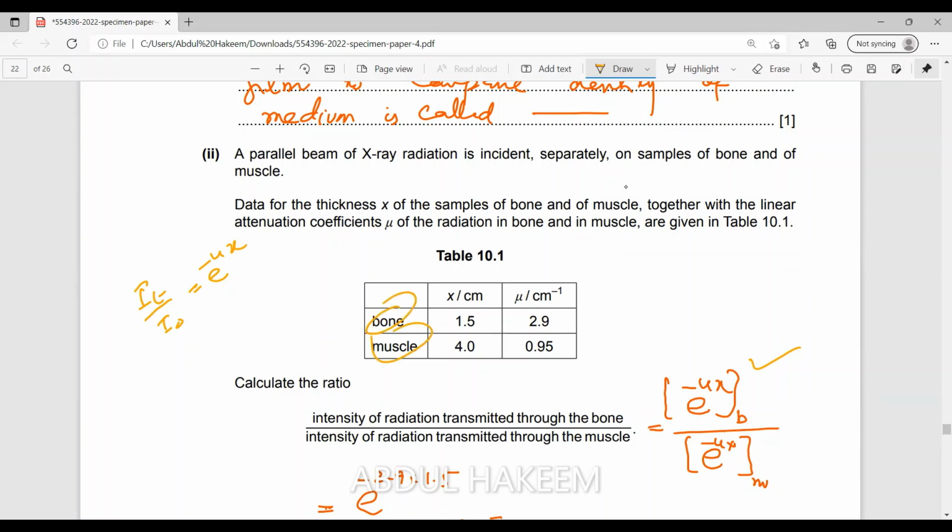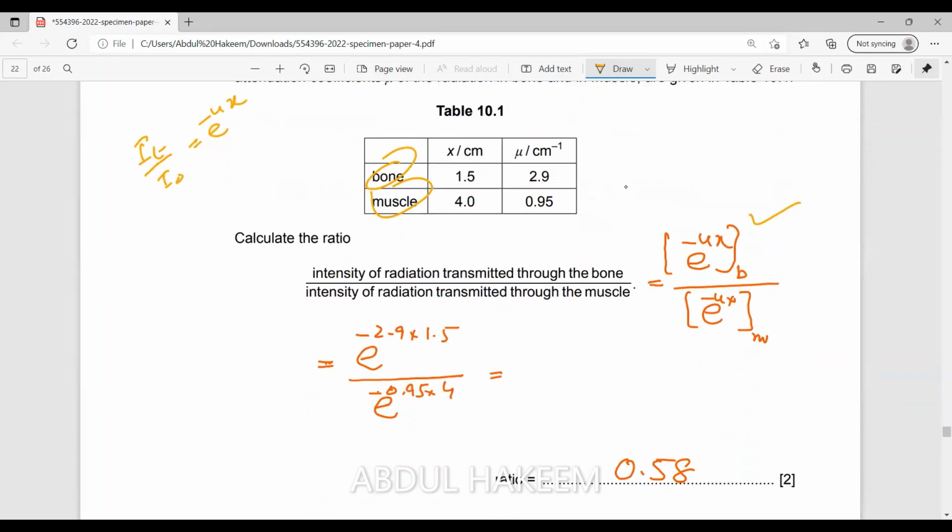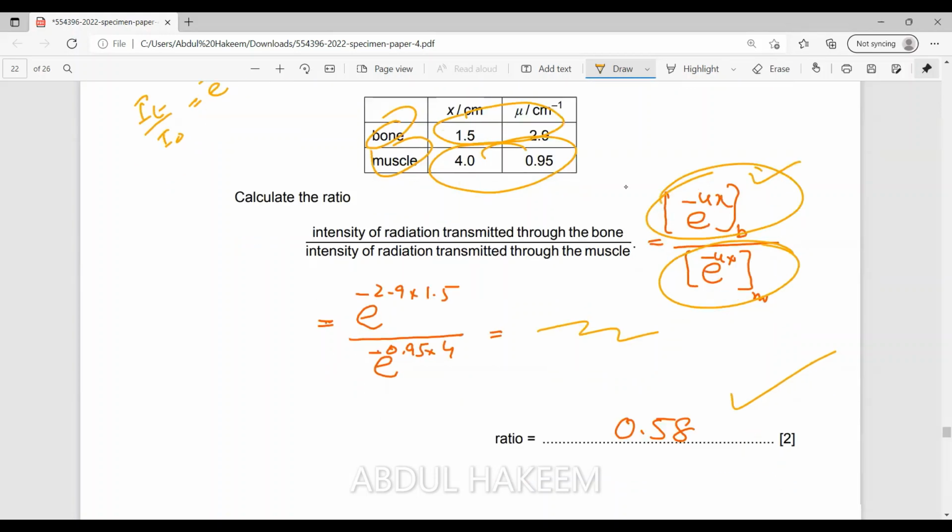Bone and muscle data is here. So e power minus 2.9 into 1.5, e power minus 0.95 into 4. When you calculate it, this is 0.58. So this is for the bone, this is for the muscle. So this is data for bone, this is for the muscle.